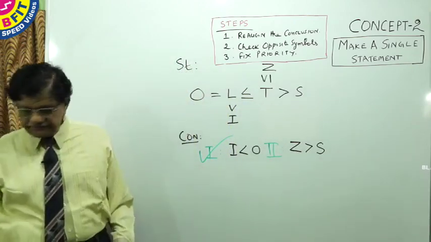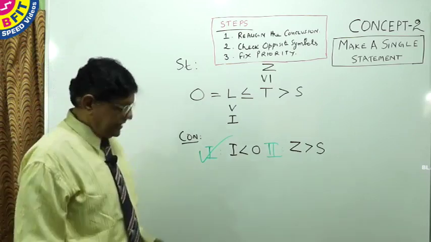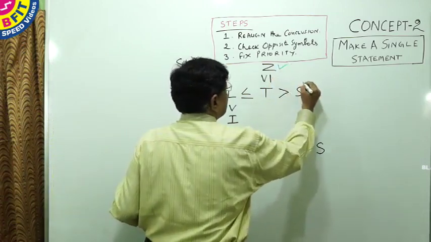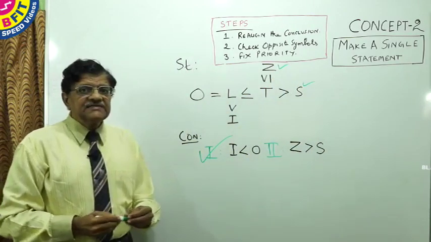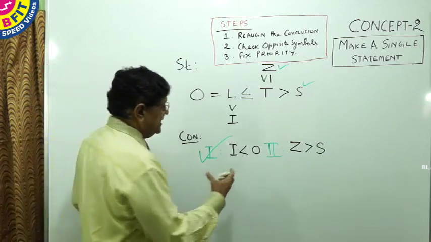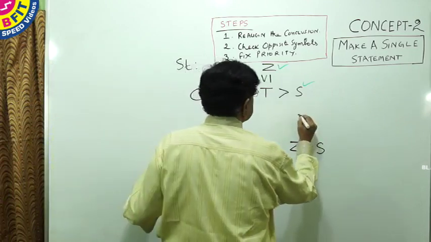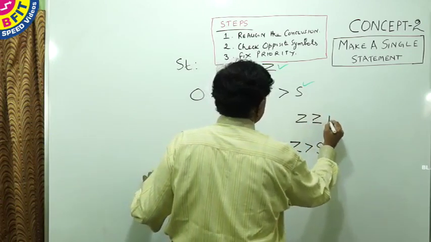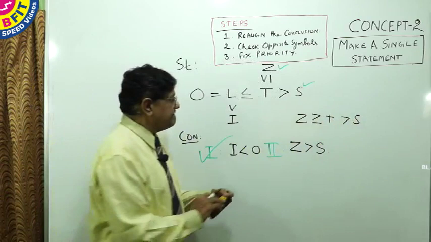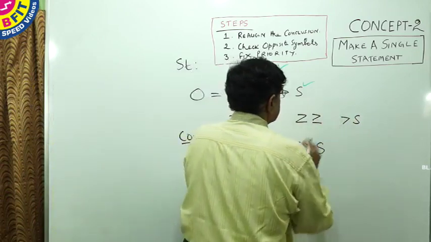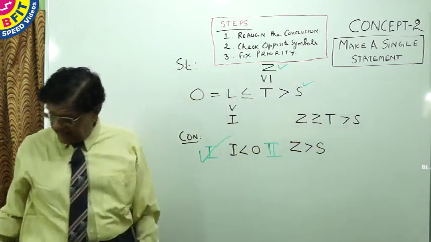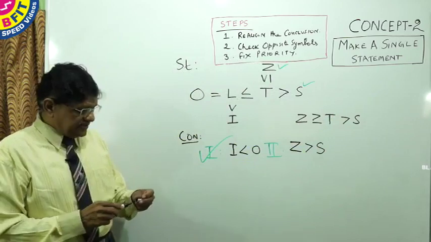Let us look at conclusion 2. Z and S. Where is Z? Z is here, S is here. Now we have to make a single statement from the grid. What is the single statement? Z is greater than or equal to T is greater than S. So this is the single statement.